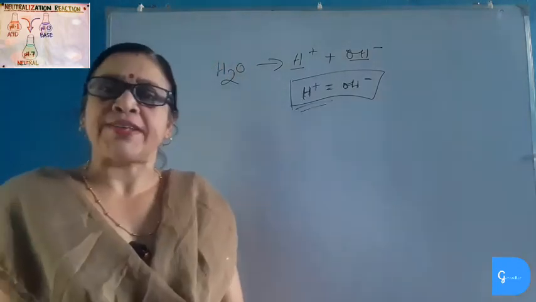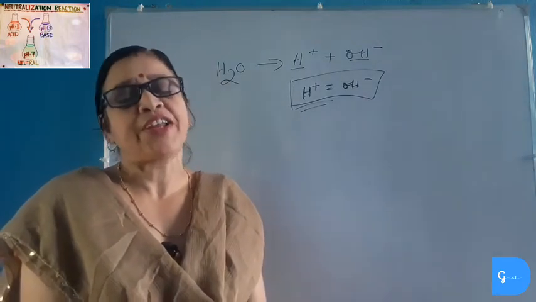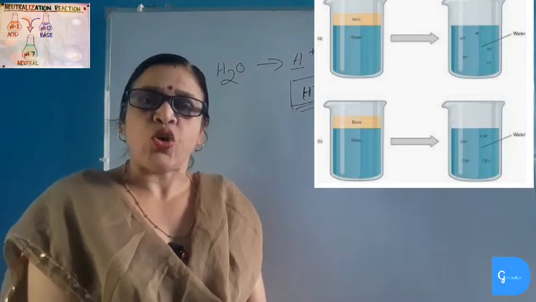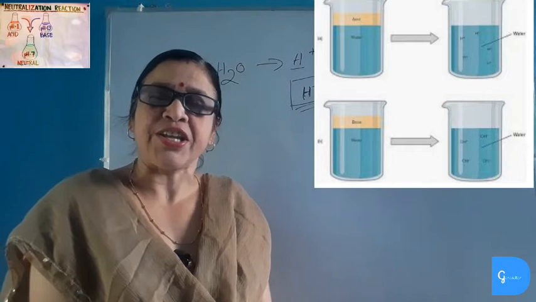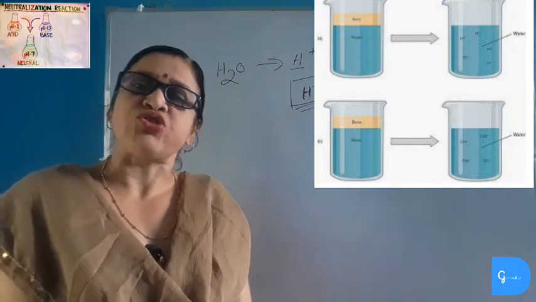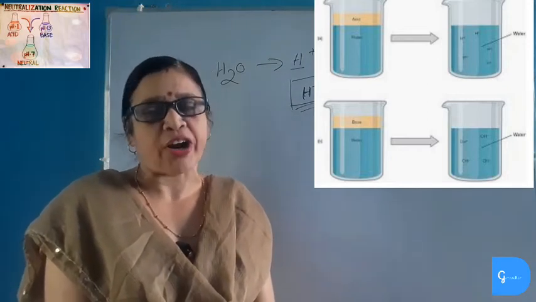But when acid is dissolved in water, then the concentration of hydrogen ion increases in the solution and thus the solution becomes acidic. So we can say that in acidic solution, the hydrogen ion concentration is more than hydroxide ion. But still, acidic solution also contains hydroxide ion which comes from the ionization of water.